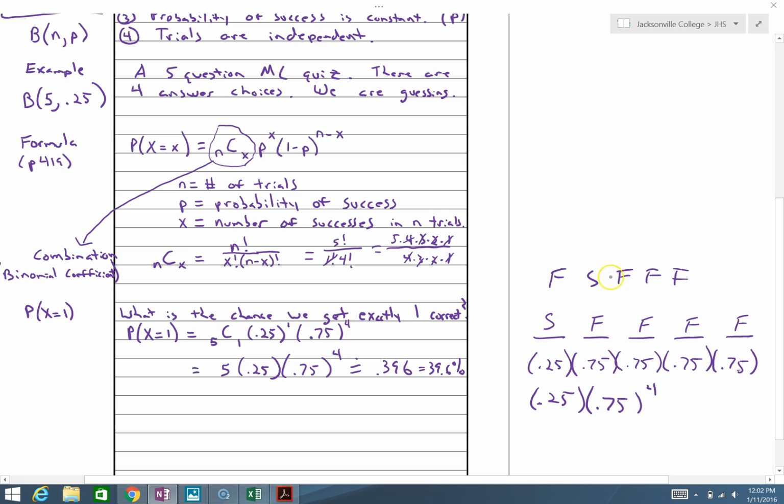And wouldn't this probability be the same because these orders are switched around? But couldn't we also fail, succeed, fail? How many ways could we write this? Well, it turns out there can be 5 because you can see that our success could be in any one of those potential positions.